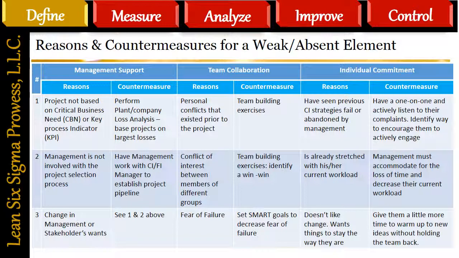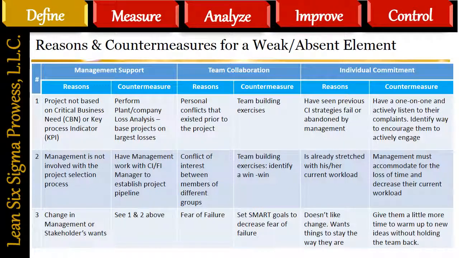Top 3 reasons for weakness or absence of individual commitment to the success of the team and the project. 1. Have seen previous continuous improvement strategies fail or be abandoned by management. Countermeasures: sit down one-on-one and listen to their complaints. After actively listening and understanding their reasons for lack of commitment and dedication, find ways to encourage them to become actively engaged.